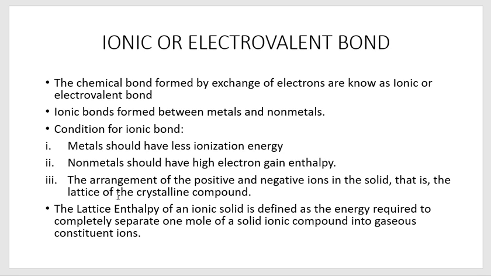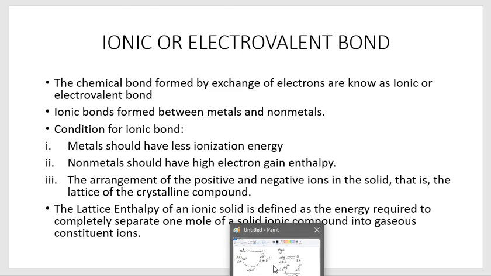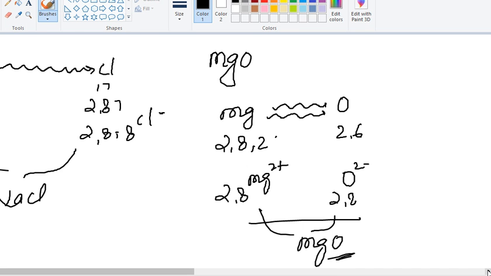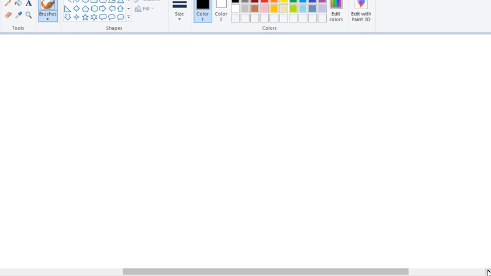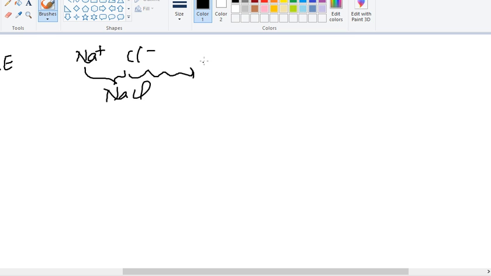It is very simple, and I have a small explanation for lattice enthalpy. We know 1 mole of Na plus and 1 mole of Cl minus will combine and form 1 mole of sodium chloride. In that case, the amount of energy released is called lattice enthalpy.